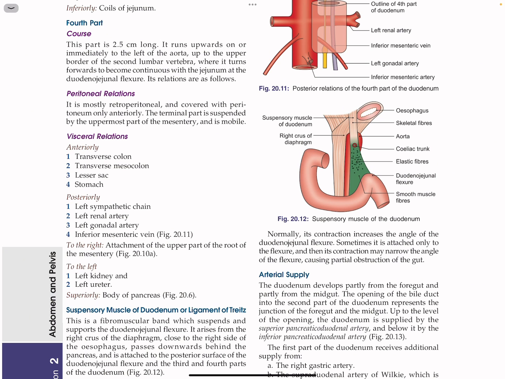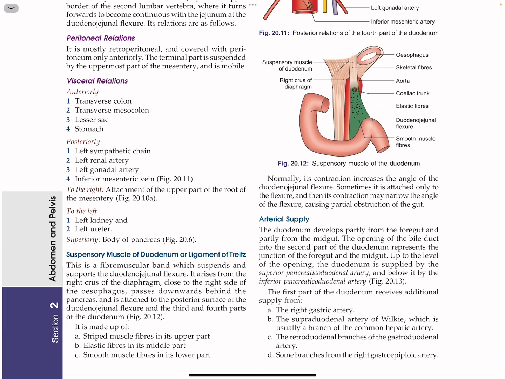Visceral relations of the fourth part of duodenum. Anteriorly: 1. Transverse mesocolon, 2. Lesser sac, 3. Stomach. Posteriorly: 1. Left sympathetic chain, 2. Left renal artery, 3. Left gonadal artery, 4. Inferior mesenteric vein. To the right, attachment of the upper part of the root of the mesentery.